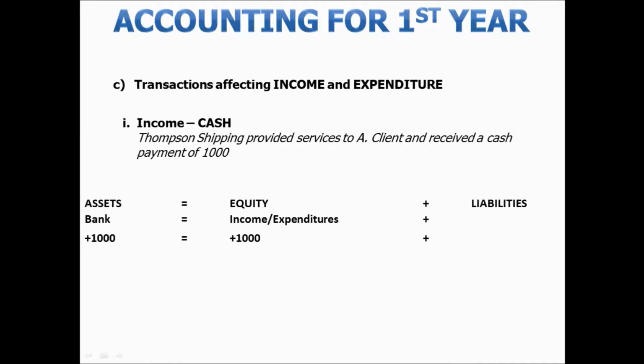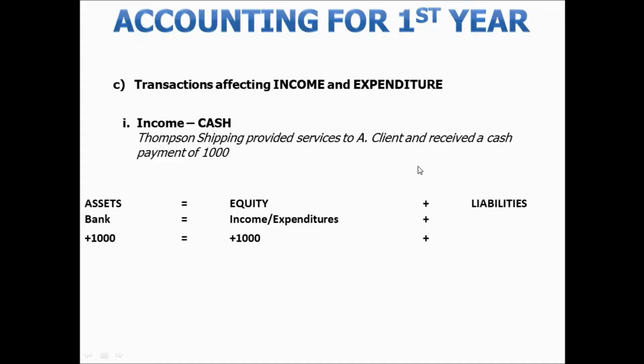In the following examples, we'll have a look at transactions affecting income and expenditure. Firstly, we'll have a look at cash income. Thomson Shipping provided services to a client and received a cash payment of 1,000 Rand. So again, we'll have a look at the effect of the transaction on the basic accounting equation.